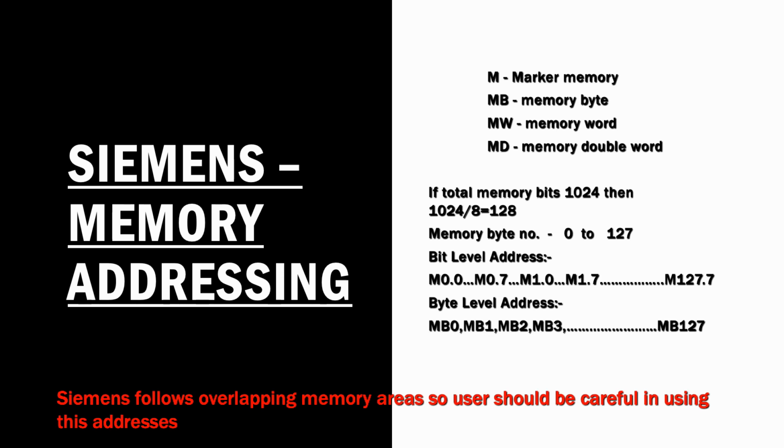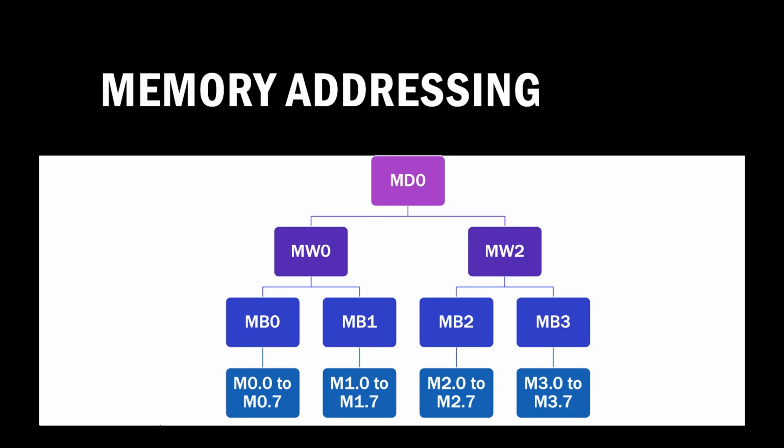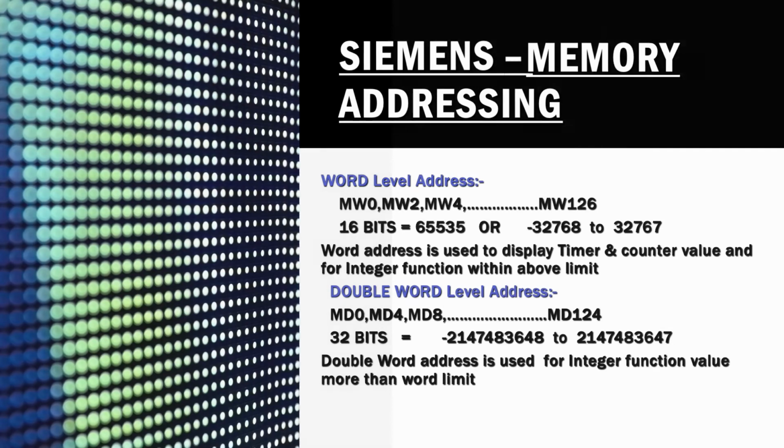Always be careful. Siemens follows an overlapping memory area, so users should be careful in using these addresses. For example, if you are using MB0, you should not use M0.0, M0.1 until M0.7, because you have already used MB0, that means 0 to 7 bits. So you should use after 7 bits, that means you can use M1.0. If you are using MB1, you should not use M1.0 to M1.7.